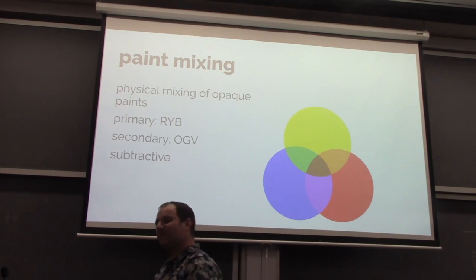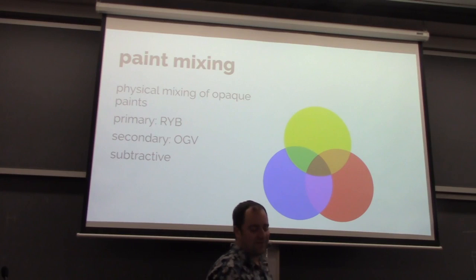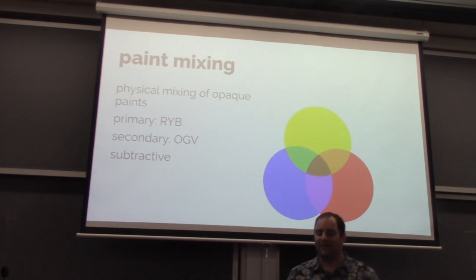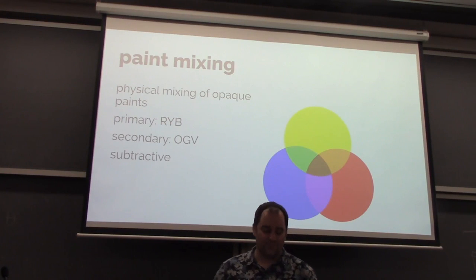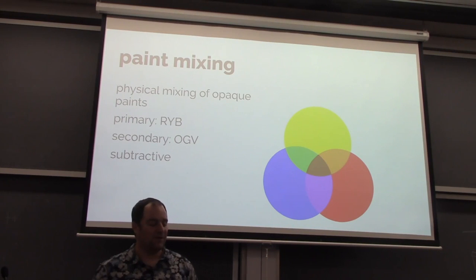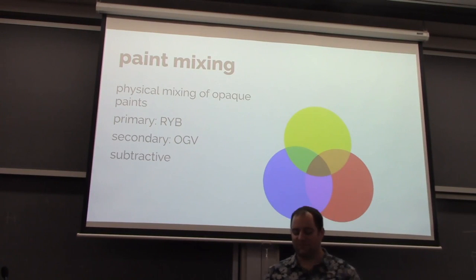Well, there are a couple of different ways we can create colors. We can mix paint, physically mixing opaque paints, something that is not translucent. Then we have red, yellow, blue as our primary colors, or orange, green, and violet as secondary colors. These are subtractive colors, using the reflective properties of material, as I just mentioned.